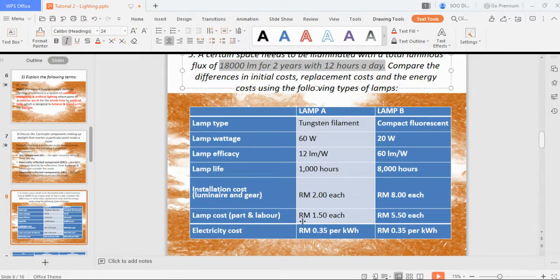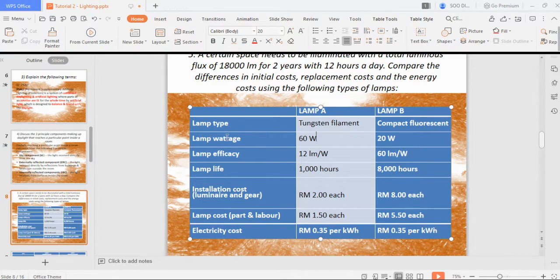You're given the following table. You have your lamp wattage, 60 watt, lamp efficiency, 12 lumen per watt, and lamp life. This lamp can only last for 1,000 hours. Installation cost is about 2 ringgit each. Lamp cost is 150 each. And finally, electricity cost is about 35 cents per kilowatt hour.